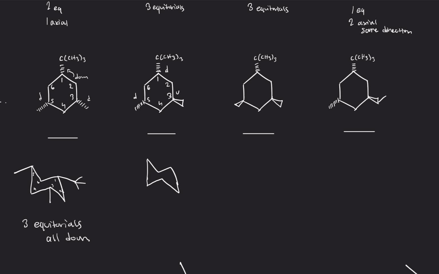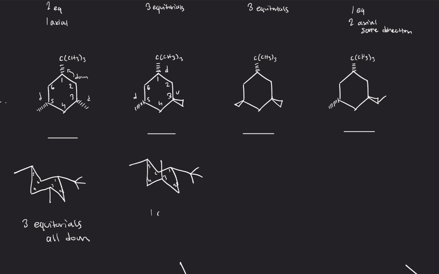Anyways, tertiary butyl will still be down, so it will be on the equatorial position. 1, 2, 3. And then my methyl is going up this time, so it's facing in direction with the vertex. See this vertex here? It's going up. So if I put my methyl up, that will actually be an axial methyl. And then my 5th methyl, so this is 1, 2, 3, 4, 5, 6, it's going down, so that's going to be an equatorial.